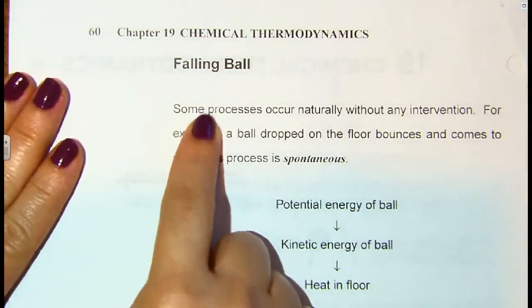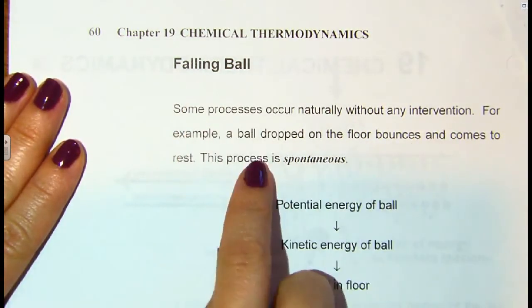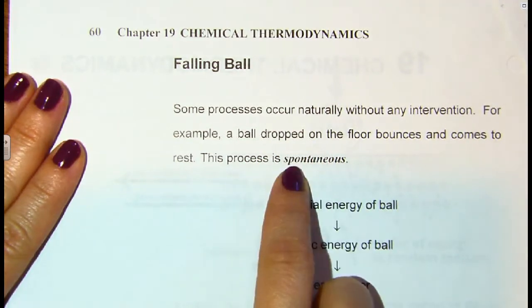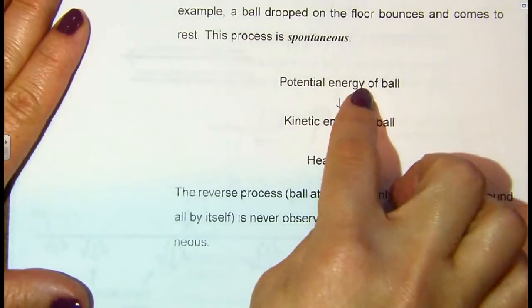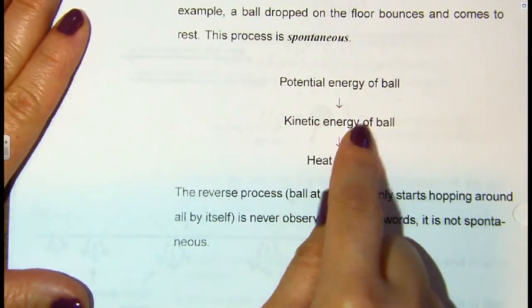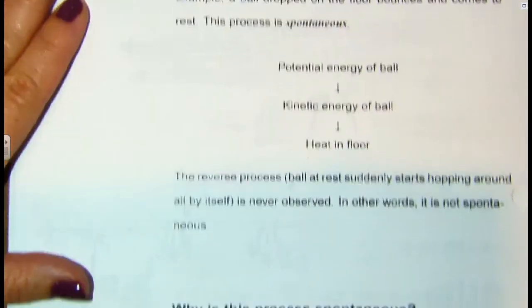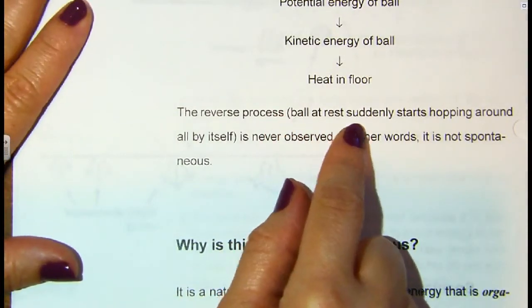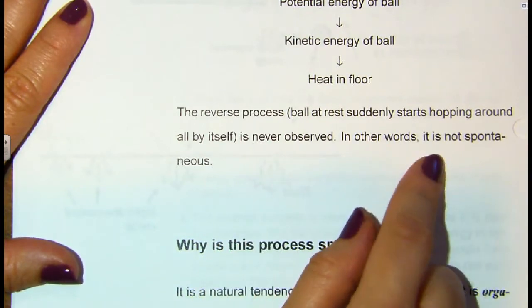So for the falling ball, some processes occur naturally without any intervention. For example, the ball dropping on the floor bounces and comes to rest, and that process is spontaneous. The potential energy of the ball turns into kinetic energy as it falls, and then when it hits the floor, it transfers heat into the floor. The reverse process, where the ball is at rest, for it to suddenly start hopping around by itself would never happen, so that reverse process is not spontaneous.